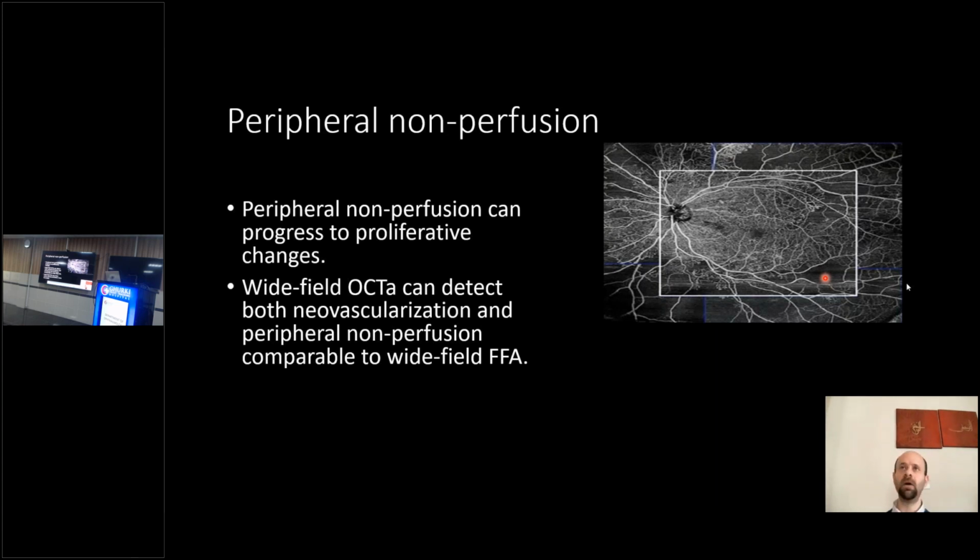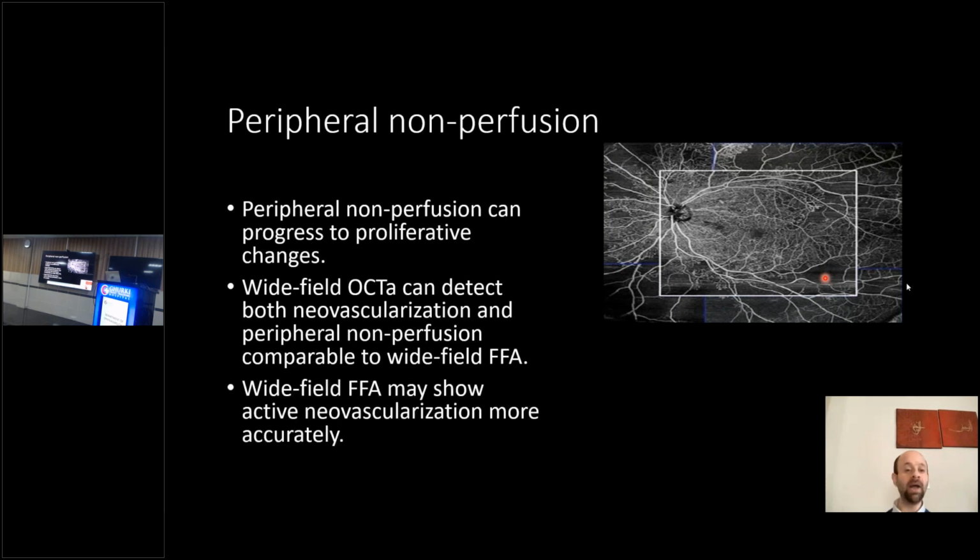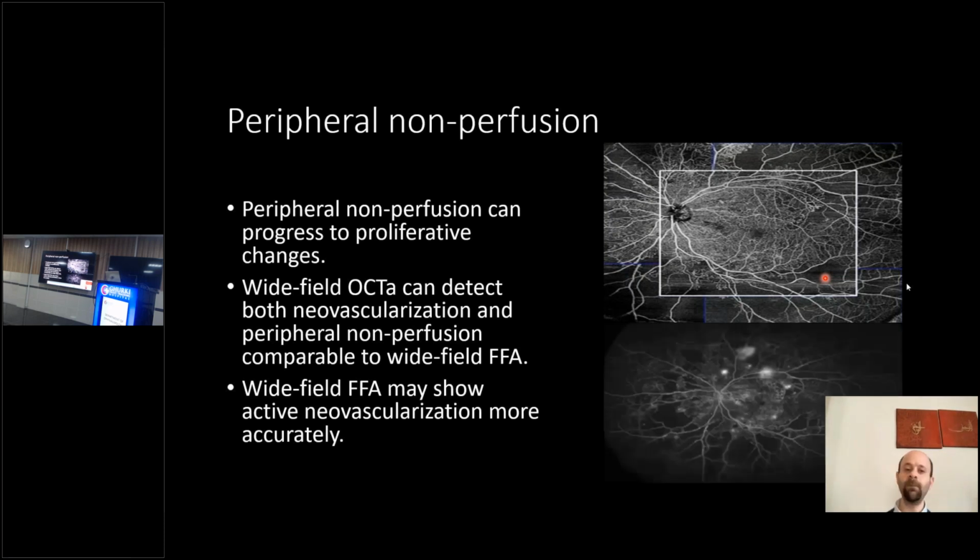But still, wide field fundus fluorescein angiography excels in showing the active neovascularization more accurately in the periphery. This is the OCT angiography for the patient, and this is the same patient but with fundus fluorescein angiography. And as you see, just one click, one image, we can depict all.